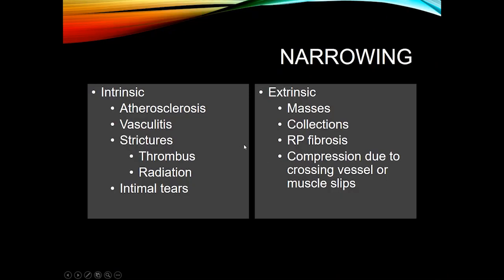We'll move on now to narrowing, and it really comes in two flavors, intrinsic and extrinsic narrowing. Break it down into those that are intrinsic, like atherosclerosis and vasculitis that can cause luminal narrowing, and mass effect from extrinsic compression due to masses, collections, or retroperitoneal fibrosis, for example.